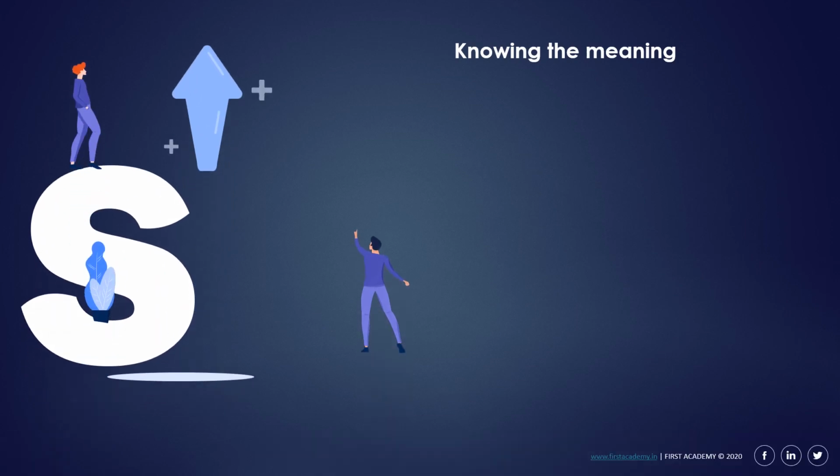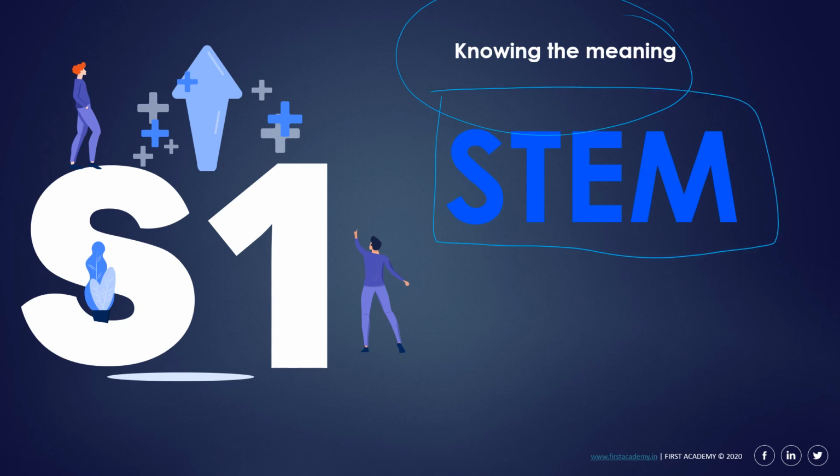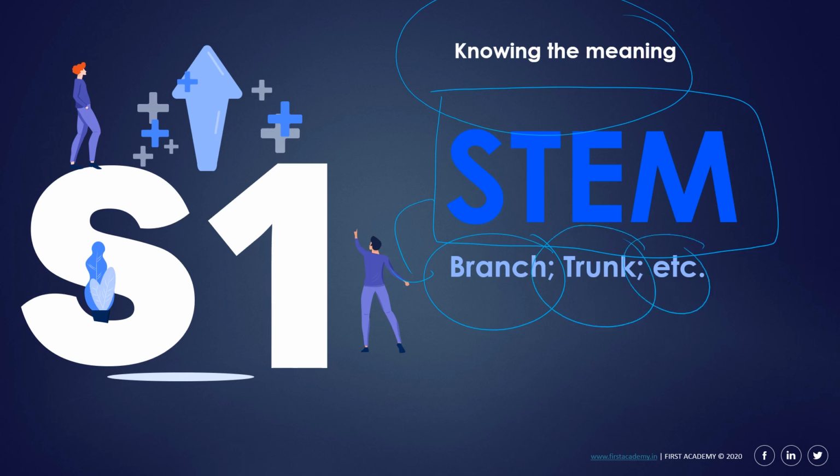Let's start with step number 1. What is step number 1? Step number 1 is very obviously knowing the meaning. So, how do we know the meaning? Let's start with a simple word, a word which we all know, the word stem. So when we first learn the word stem, we usually associate the word with other words which have the same meaning. So let's say when we look at the word stem, we say a stem is a branch, the stem is the trunk of a tree, and so on and so forth.